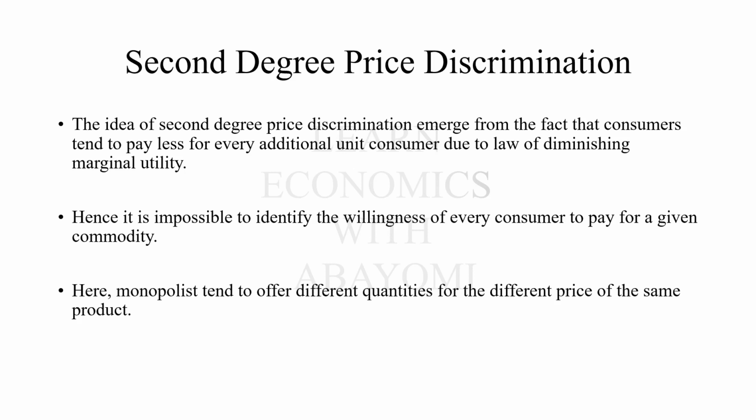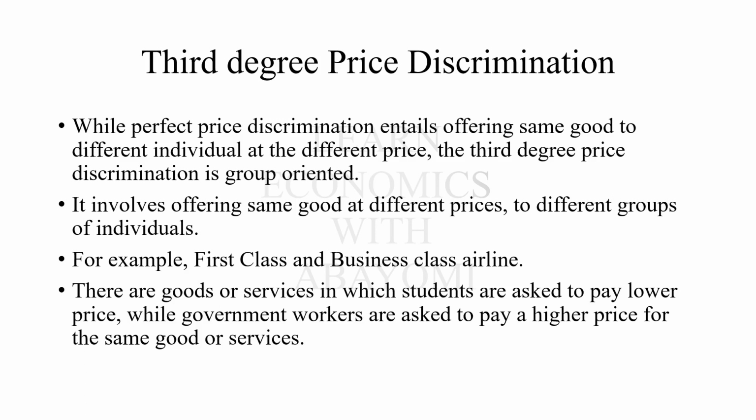Now, moving forward to the third degree. While perfect price discrimination, that is the first degree price discrimination, entails offering the same goods to different individuals at different prices, the third degree discrimination is group oriented. Now, this third degree is more like the first degree, but since the first degree is talking about different individuals, the third degree is talking about different groups. So it involves offering the same goods at different prices to different groups of individuals.